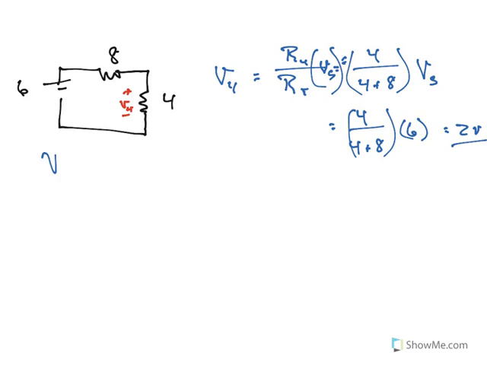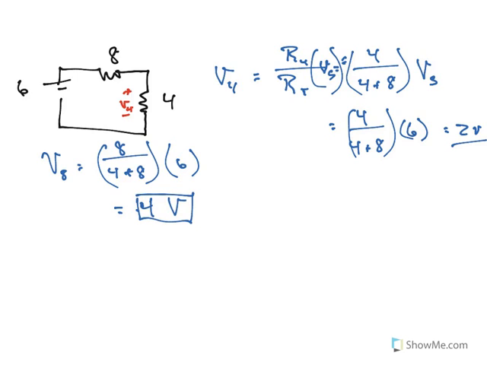If, for instance, I wanted the voltage on the 8 ohm resistor, well, that would be 8 over 4 plus 8 times the total voltage of 6. And so, of course, that would be 4 volts. Okay, so very fast technique. Unfortunately, it only works if the resistors are all in series. But if you happen to have that, instead of going through the trouble of calculating the total resistance, then finding the total current, and then using the total current on each resistor to get each voltage, you just use this voltage divider technique and get it done fairly quickly.